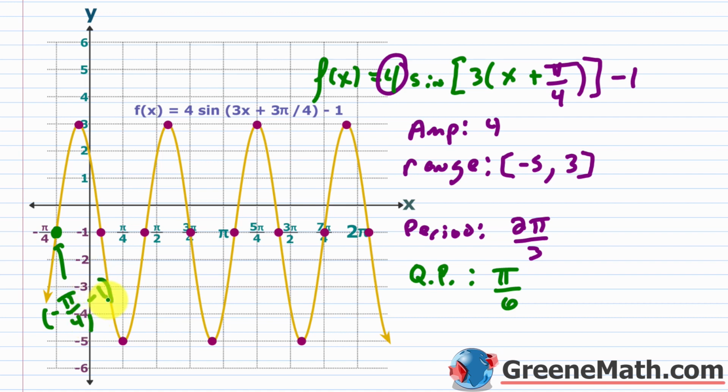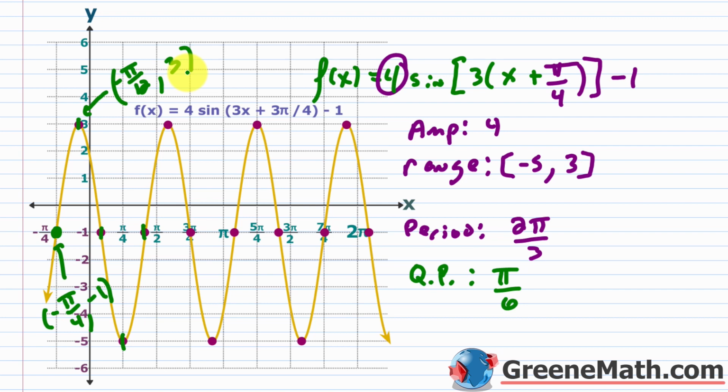Now, as we go to the next x value, so you've got this one, which is at the quarter, this one, which is at the half, this one at the 3/4, and this one at the full period, we're just adding quarter periods. So we're adding pi over 6 to get to the next x value. When I add pi over 6 to negative pi over 4, I'm going to get negative pi over 12. How do I get my y value? Again, this is positive here, so I know at a quarter way through I'm at the maximum, and the maximum is going to be 3. Pretty easy there.